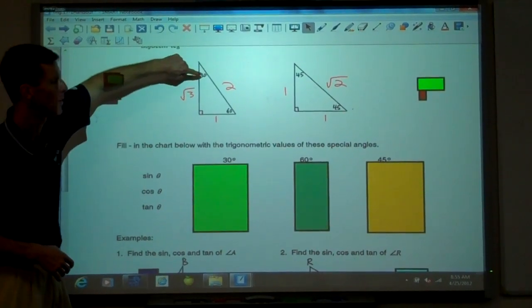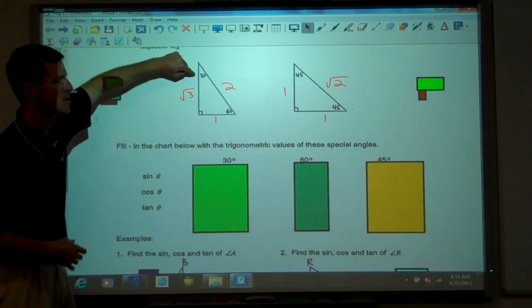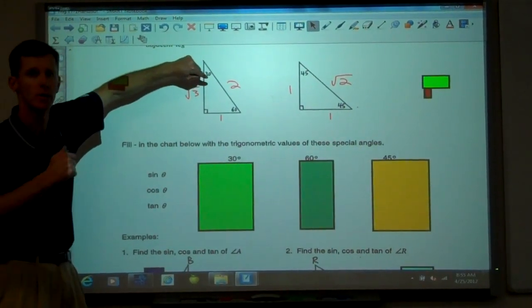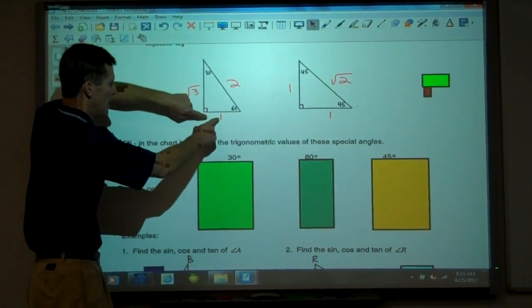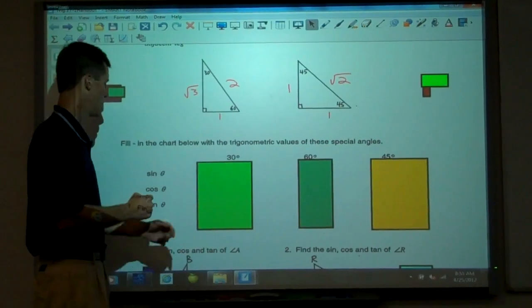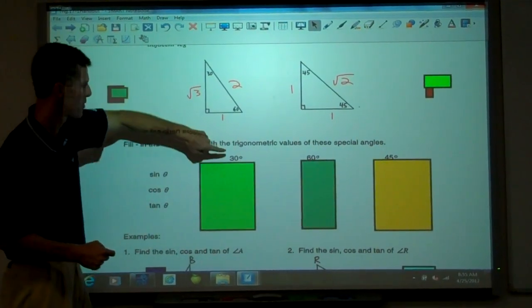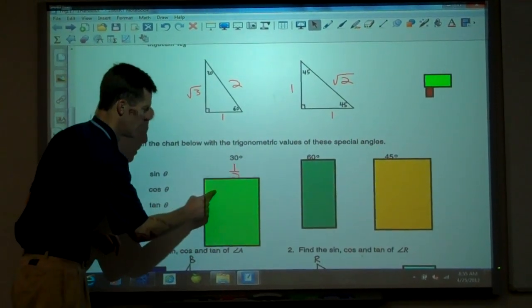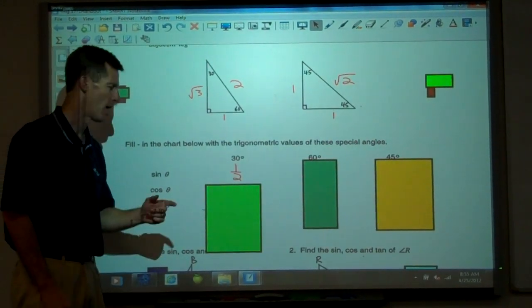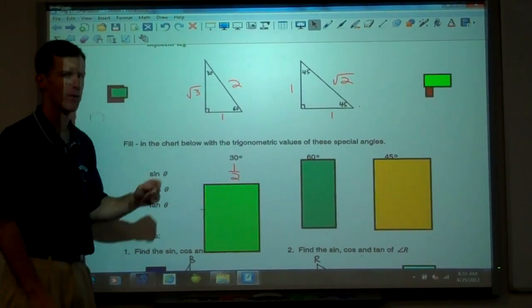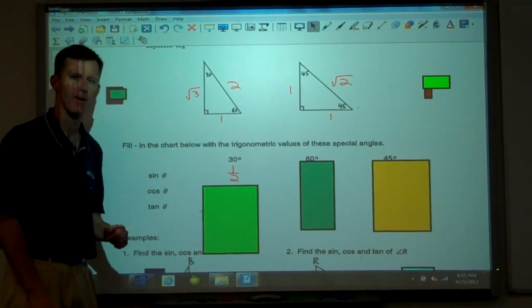Let's go ahead and do the 30 in terms of the sine. Here's my 30 degree angle. This is the one I'm using. Its sine is SOHCAHTOA, so it's opposite over hypotenuse. The opposite here would be 1. The hypotenuse obviously is 2. So what's the sine of my 30 degree angle? It's 1 over 2. Okay, go ahead and pause. Do cosine and tangent for 30 right now.